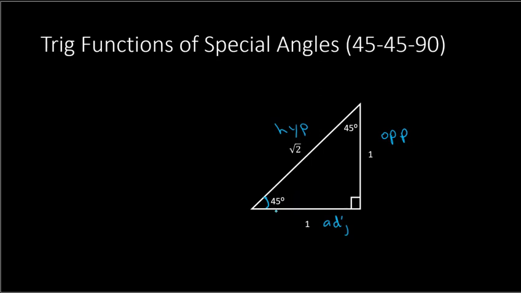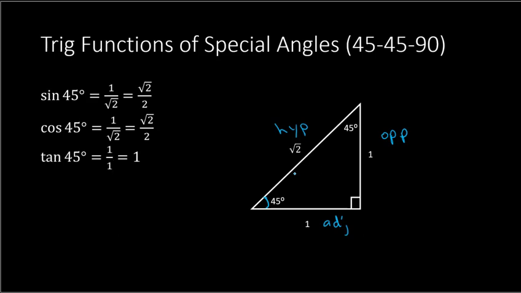So if we did sine of 45 degrees, that is opposite over hypotenuse. So we have 1 over the square root of 2, which you can also write as the square root of 2 over 2. You can rationalize that. And then cosine is adjacent over hypotenuse, which would still be the square root of 2 over 2. It's the same numbers. Tangent of 45 is opposite over adjacent, which is 1 over 1, or just 1.